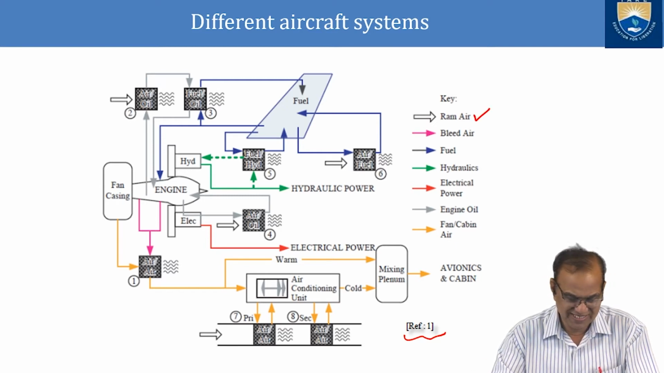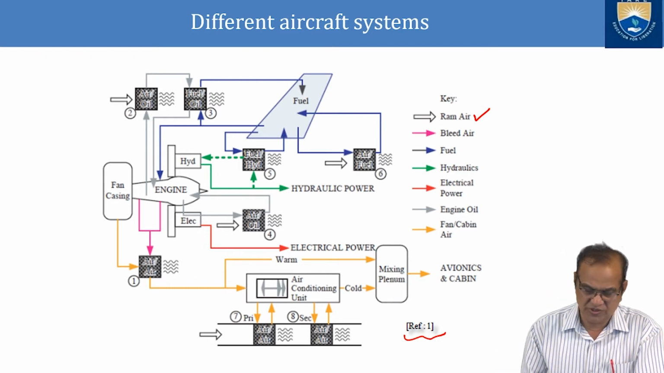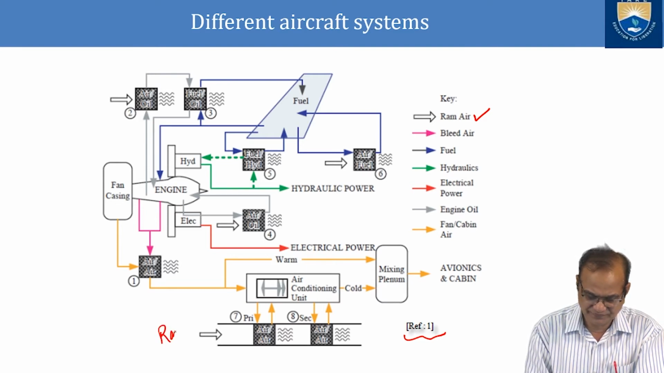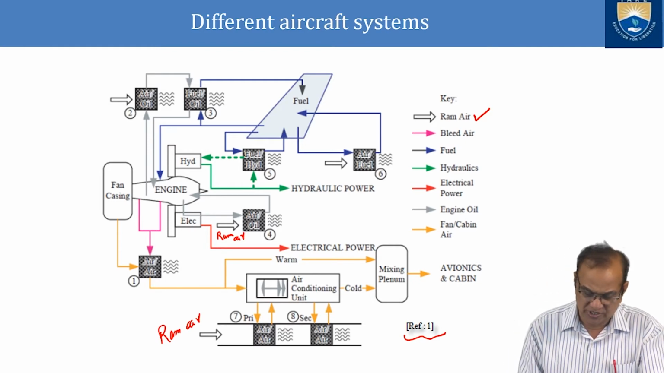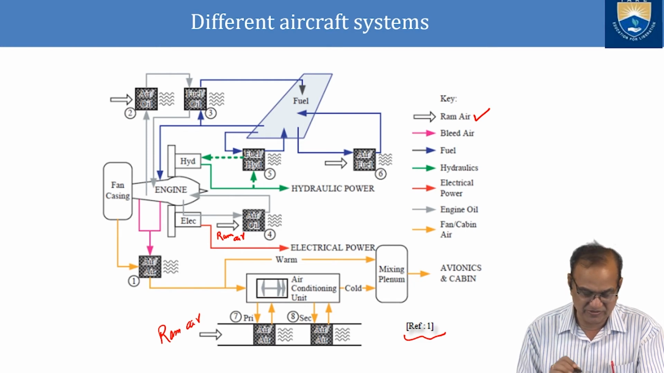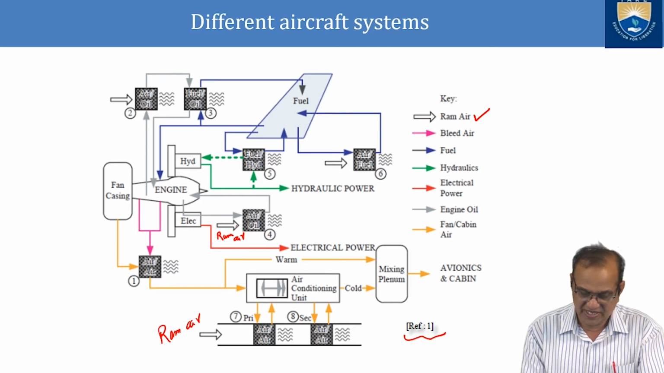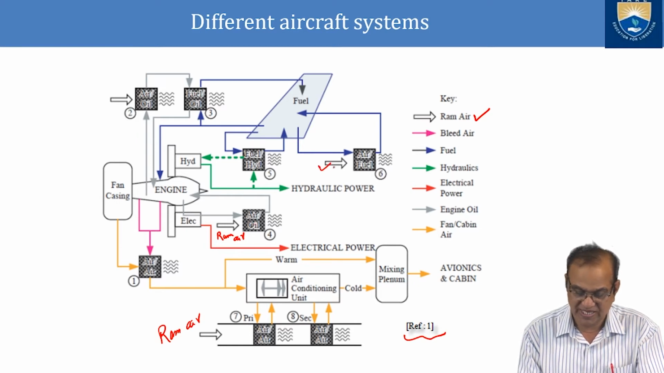If we see this diagram, we can see where the ram air is. You can see it here. This is the ram air. Here is also ram air. So what is the purpose of the ram air? We have to understand that here, you see 7 and 8, the air is used for cooling purpose. Here also air and oil both are cooled. Here also you can see air and oil are cooled.